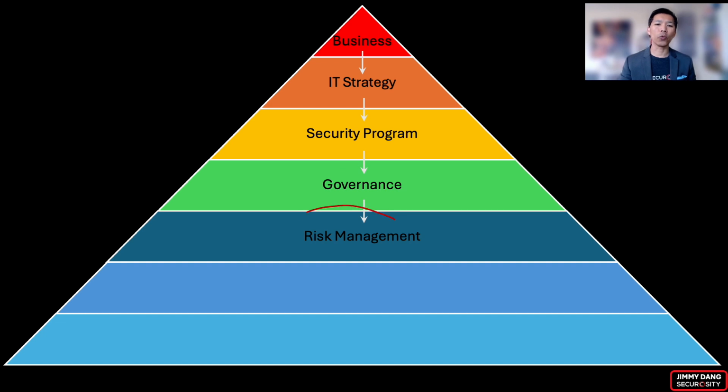The next layer down is risk management. Cyber risk is business risk. Therefore, managing cyber risk along with other risks is critical to the success of the organization. Risk management involves identifying, assessing, and mitigating potential threats that could impact the organization's ability to achieve its objectives. Proactively managing risk helps minimize the impact of unforeseen events and ensures continuity in operations.